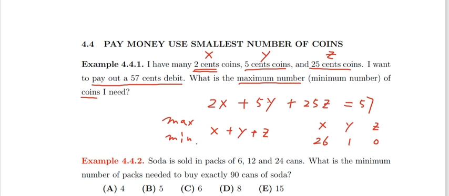If we consider minimum, then we let z be as large as possible. The largest z could be 2, right? Two 25-cent coins is already 50, so we just need 7 cents. So we pick one 5-cent coin and one 2-cent coin, right?